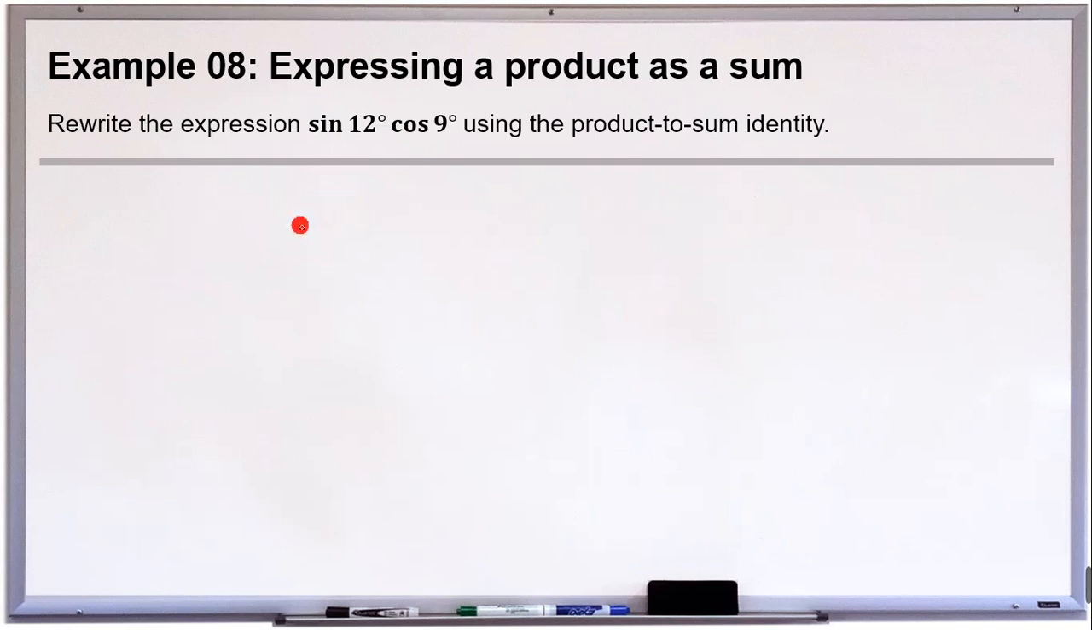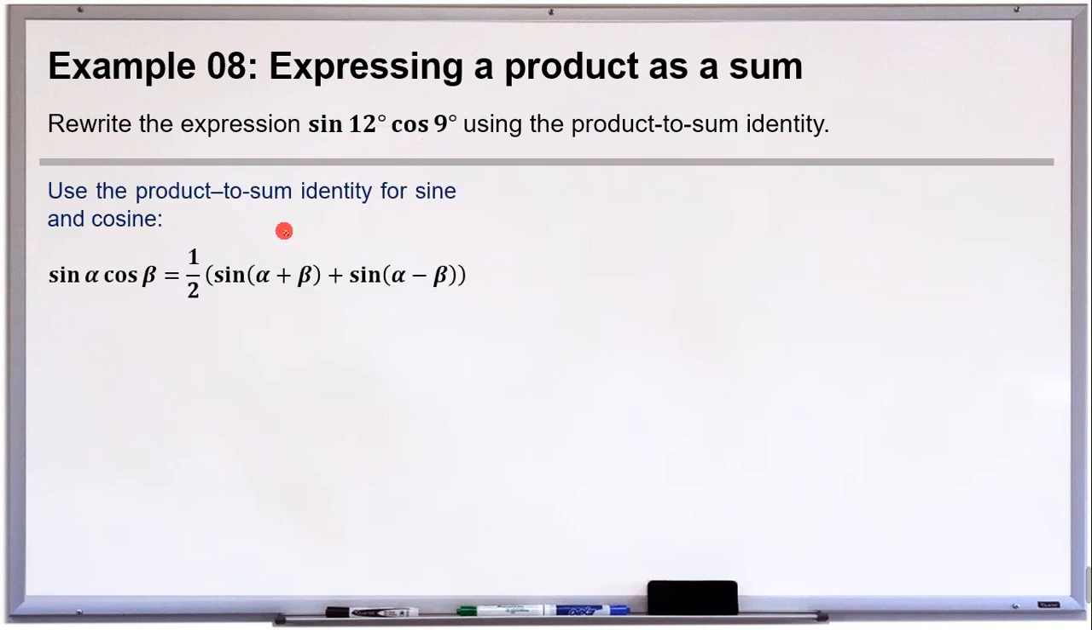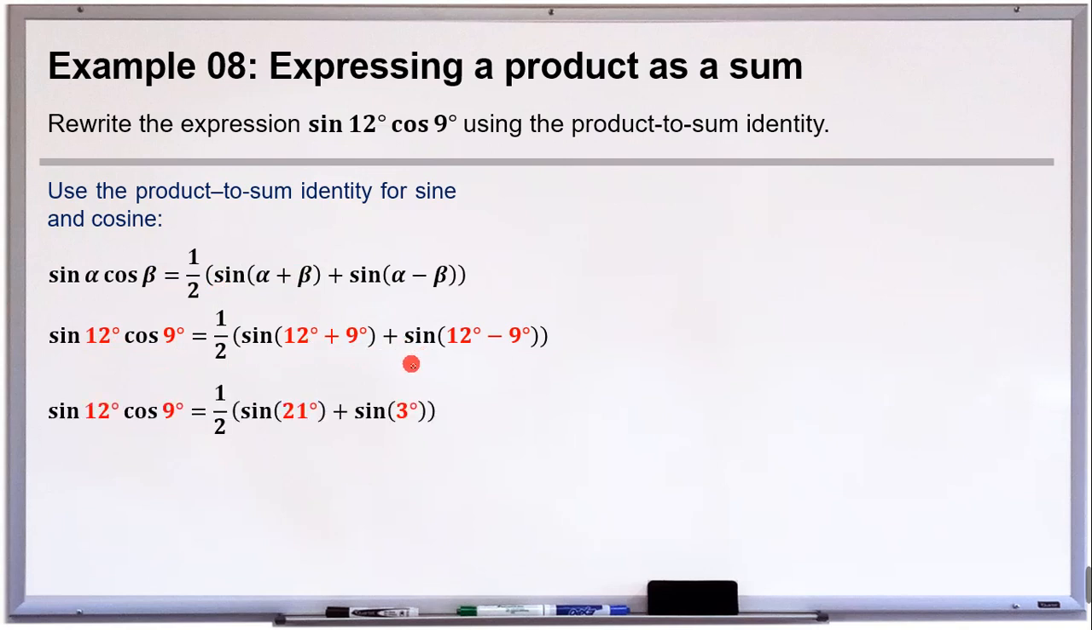Okay. Now let's proceed to example number 8, which is all about expressing a product as a sum. We will rewrite the expression sine 12 degrees multiplied by cosine 9 using the product to sum identity. From our product to sum identity for sine and cosine, you will have this equation. Substituting the values, sine 12 cosine 9 is equal to 1 half times sine 12 plus 9 plus sine 12 minus 9. So you will end up with 1 half times sine 21 plus sine 3 degrees. And this is our exact answer in expressing the product as a sum.